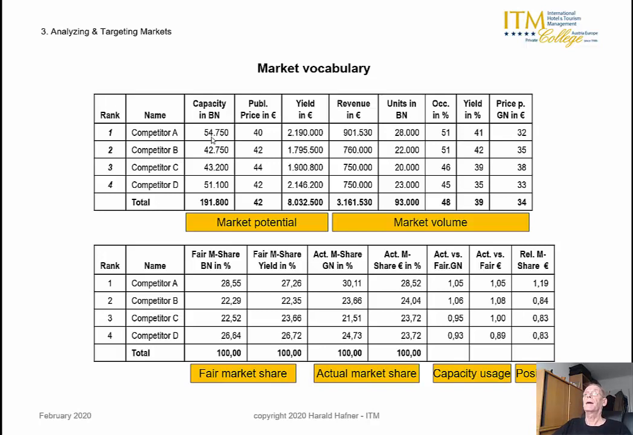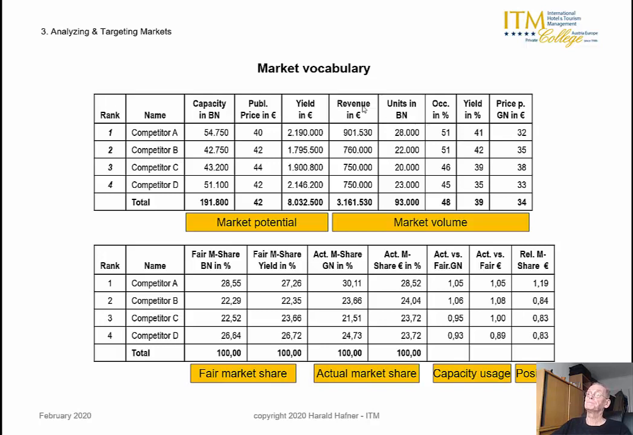If you multiply the capacity with the published price, you arrive at a yield in euro. This is the maximum of revenue that could be obtained in the respective hotels. The totals are referred to as the market potential. As far as capacity is concerned, we have 191,800 bed nights. We have a published price on average over all four competitors of 42 euros, which gives us a market potential in revenues or yield of about 8 million euros.